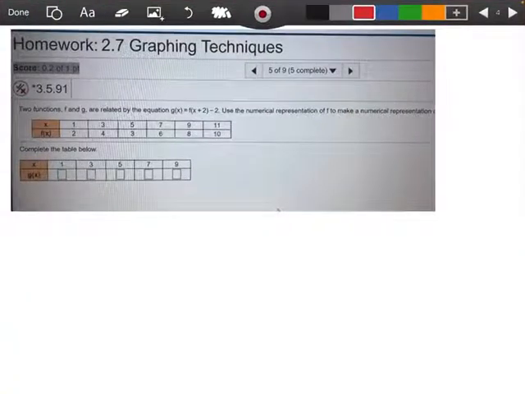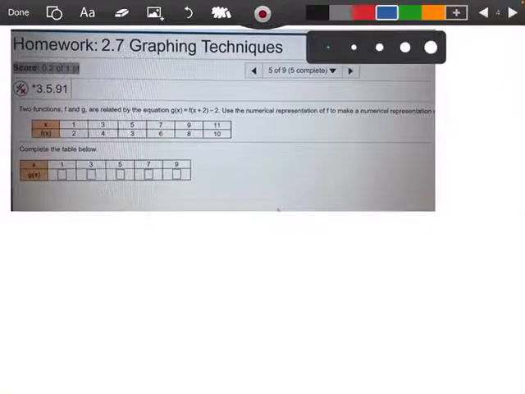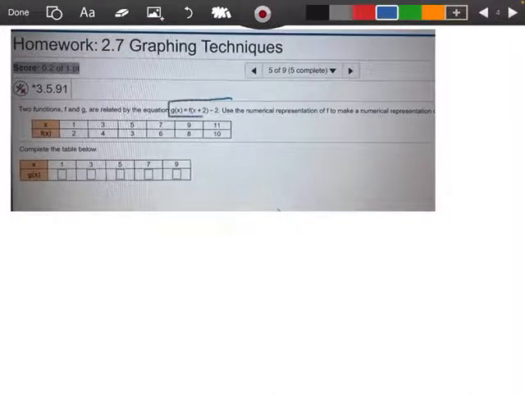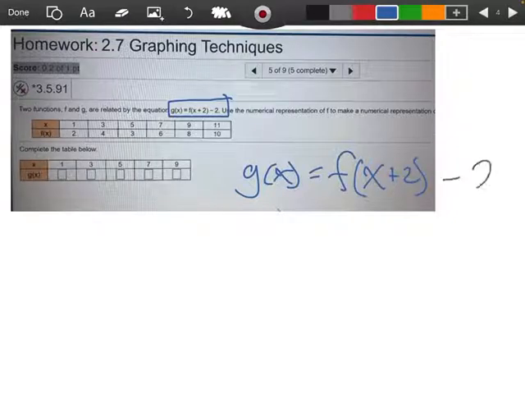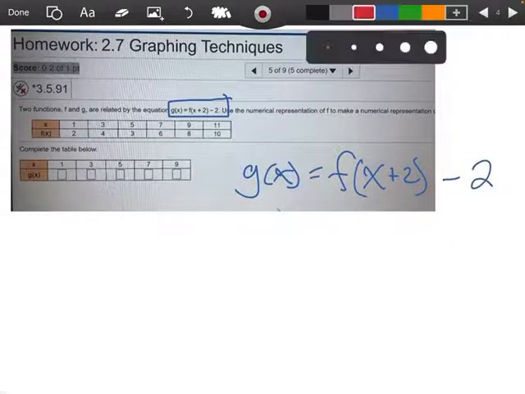All right, so guys, this is number 5 out of 2.7, and it says two functions f and g are related by the equation g of x equals f of x plus 2 minus 2. Use the numerical representation of f to make a numerical representation of g. Okay, so I'm going to do this part in pieces, y'all. So if you notice, here is my new function g of x. So it tells me that g of x is equal to f of the quantity x plus 2 and then minus 2. So I'm going to do this in pieces.